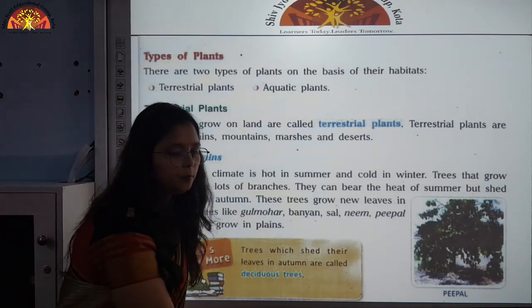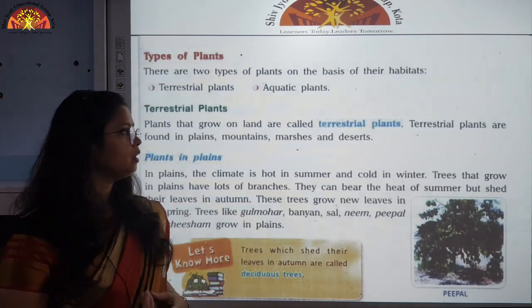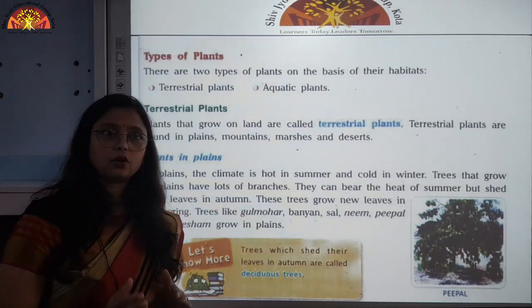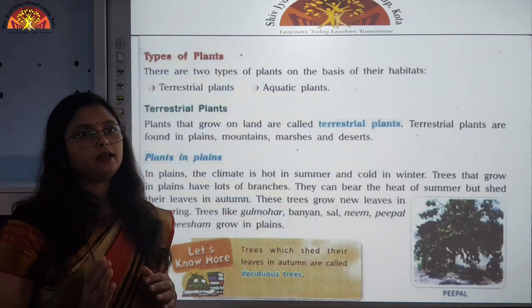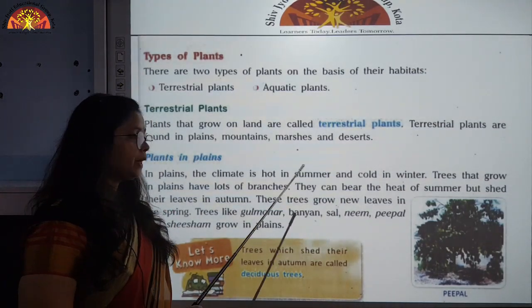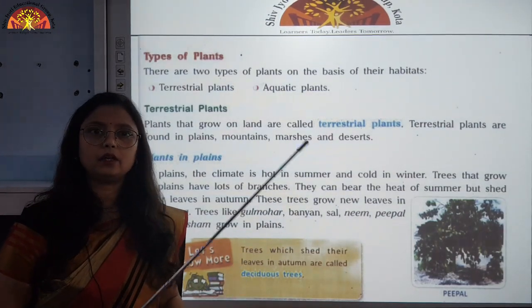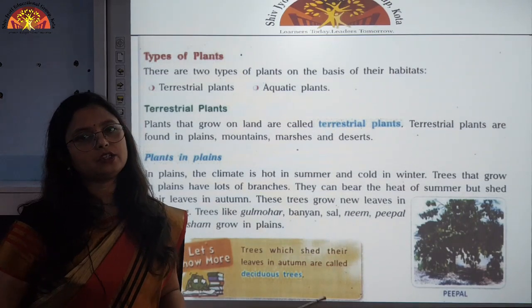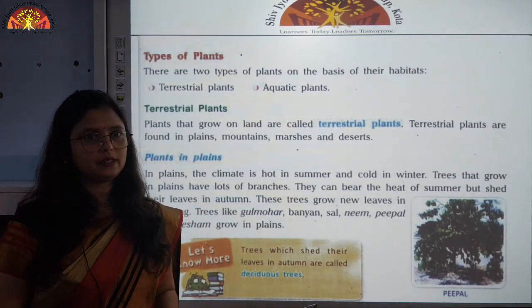So, students, in plains the climate is hot in summer and cold in winter. So, trees that grow in plains have lots of branches and lots of leaves. Now, what happens over here? They can bear the heat of summer. These leaves can bear the heat of summer, but during the autumn season they shed their leaves, and these leaves grow back during the spring season.